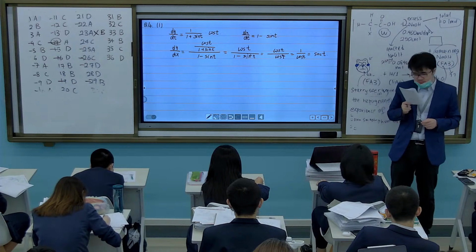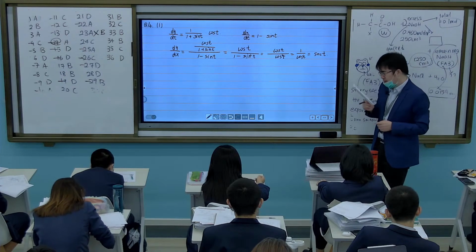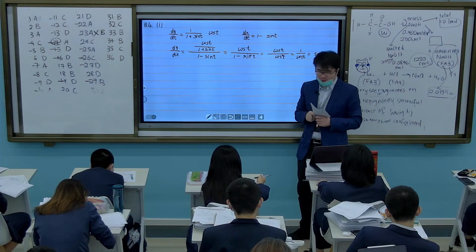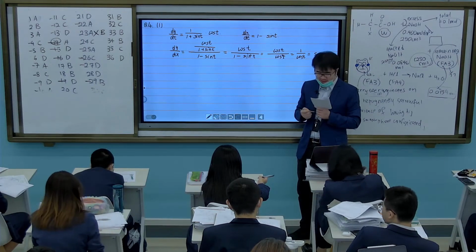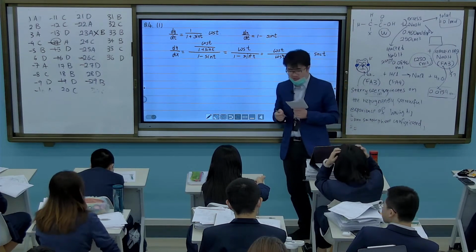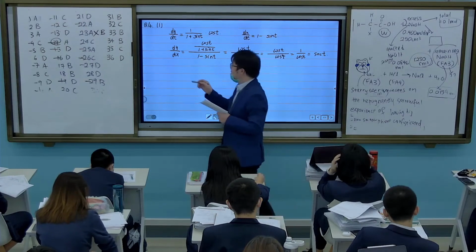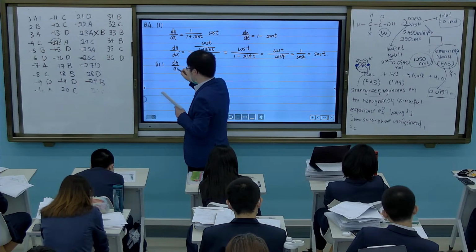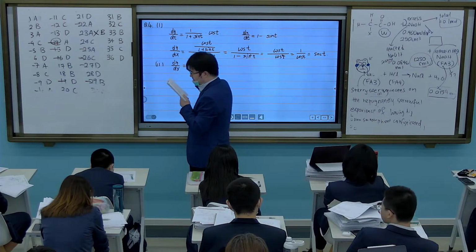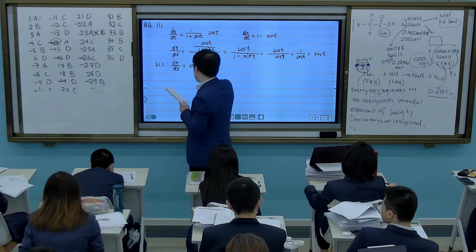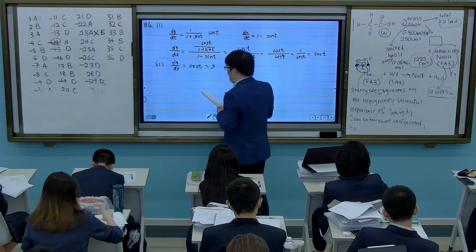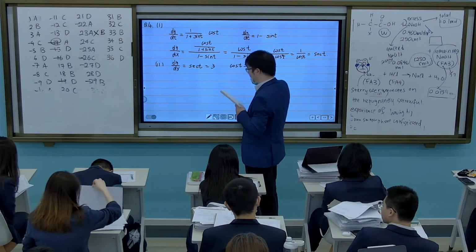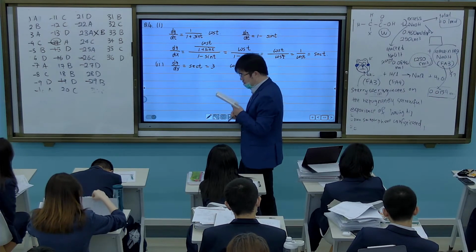Then part 2, hence find the x-coordinate of the point on the curve at which the gradient is equal to 3. And give your answer correct to 3 significant figures. If the gradient equals 3, that means dy over dx equals 3, so secant t equals 3. If secant t equals 3, the cosine t will be 1 over 3.